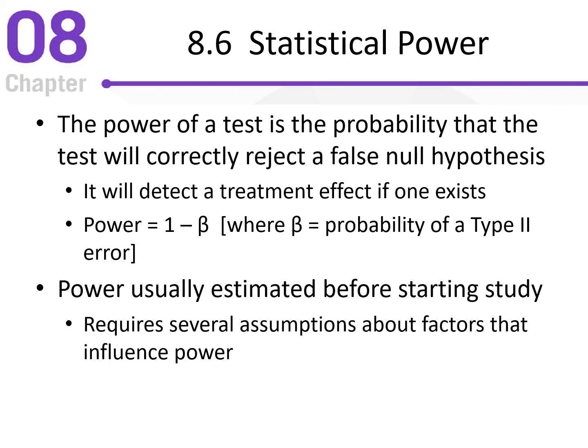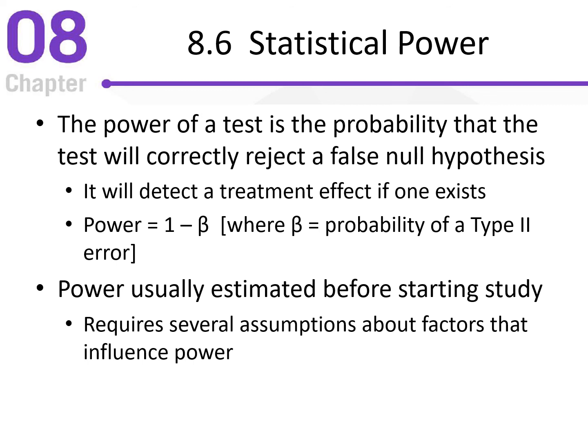So power is the probability of correctly rejecting the null hypothesis. It's calculated as 1 minus beta, where beta is the probability of type 2 error. So it's 1 minus type 2 error. Ideally, we want power to be 80% or higher. Otherwise, there's no point in doing research because you're just wasting your time.